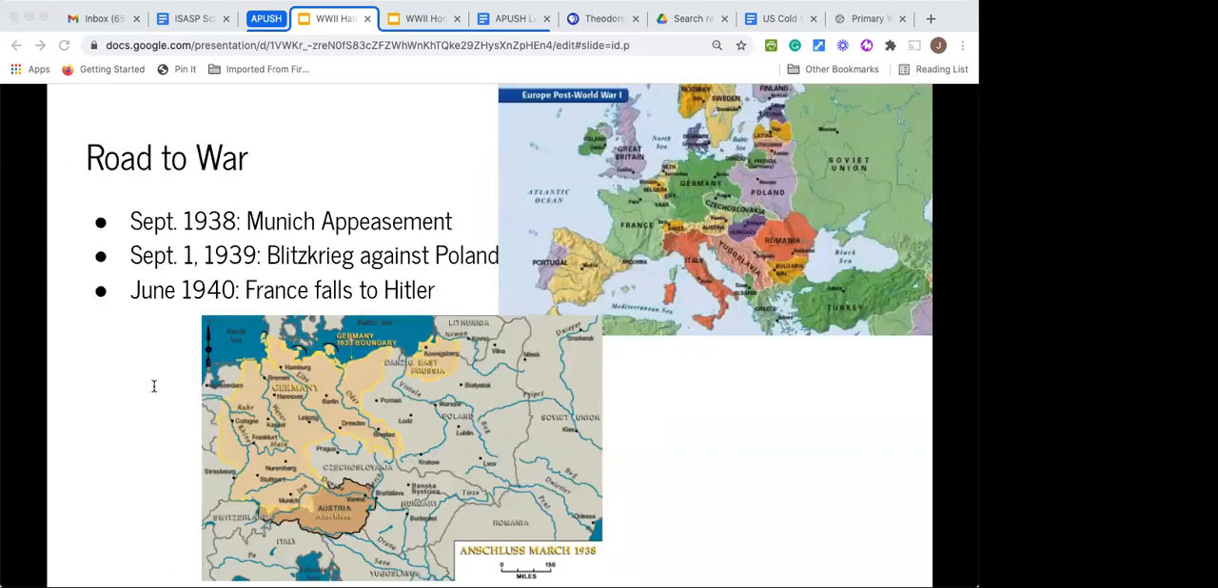So what eventually brings us into war, more specifically prior to the attack on Pearl Harbor, is we see the world blow up in Europe, okay? We see in September of 1938, the Munich appeasement. The Munich appeasement was between Great Britain, France, Italy, and Germany.